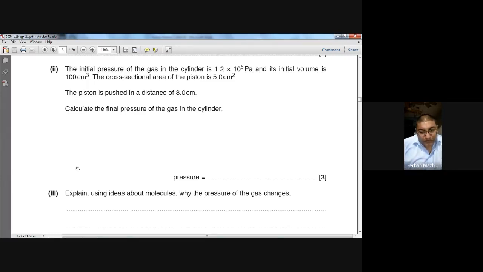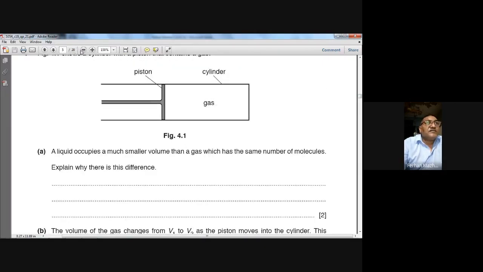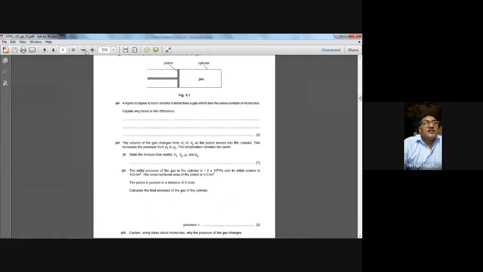Okay, so he's talking about this piston. Let me reduce the size so I can show you the figure and all things together. So he is talking about this gas which is in the cylinder, and this is the piston. Right now in this condition, the volume V1 was 100 centimeter cube and the pressure P1 was 1.2 × 10^5 Pascal. Then what happened? The piston moved to the right, into the cylinder. How much? 8 centimeter.